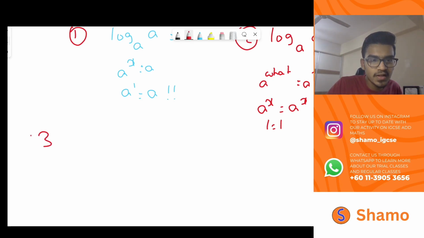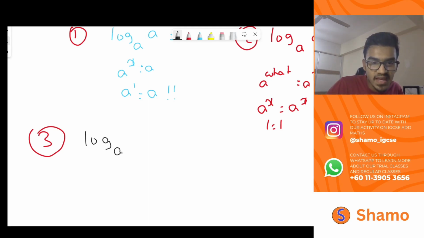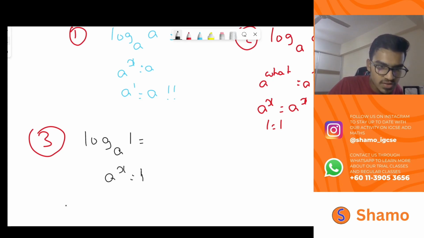Let's move on to rule number 3, and let me do this in a different color. The third rule is that you have log base a, and if the argument is 1, it gives us another number which we should discuss right now. Recall our definitions. A power what gives us 1? A power some x gives us 1. And we should know from our indices and from our concept of powers that something to the power 0 gives us 1. A to the power 0 gives us 1.